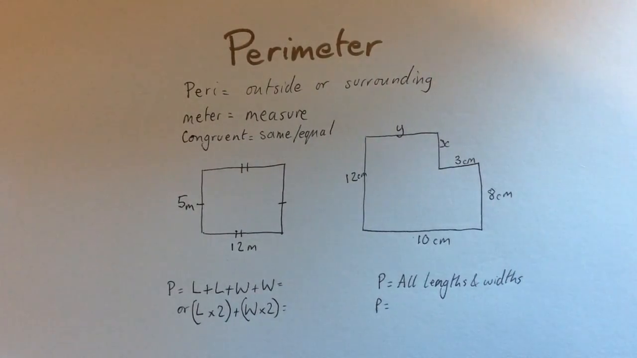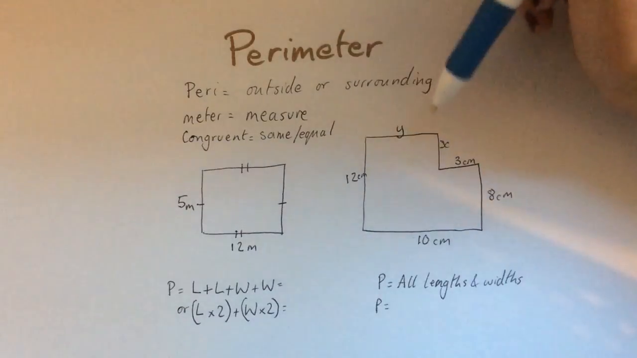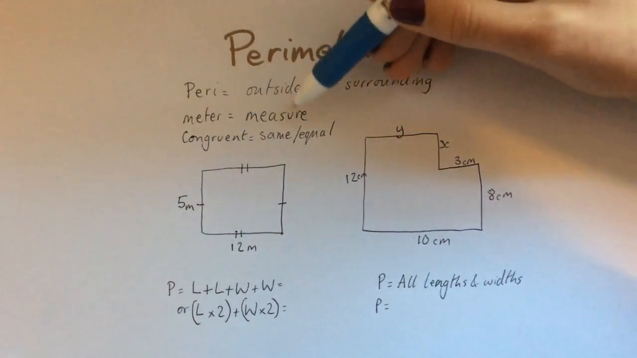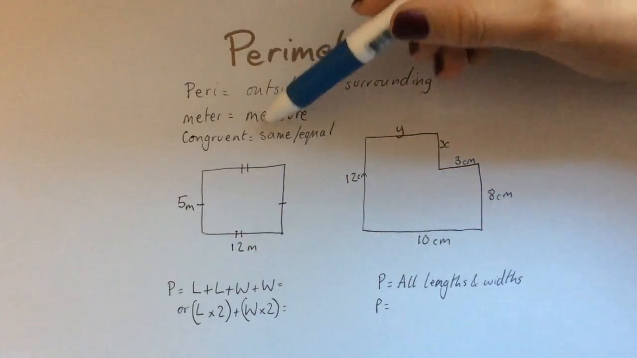In this math video, we're going to be learning about perimeter. To begin with, there are three main terms that you need to know. Peri, this section of the word perimeter, actually means outside or surrounding. And meter literally translates into the word measure in Latin.